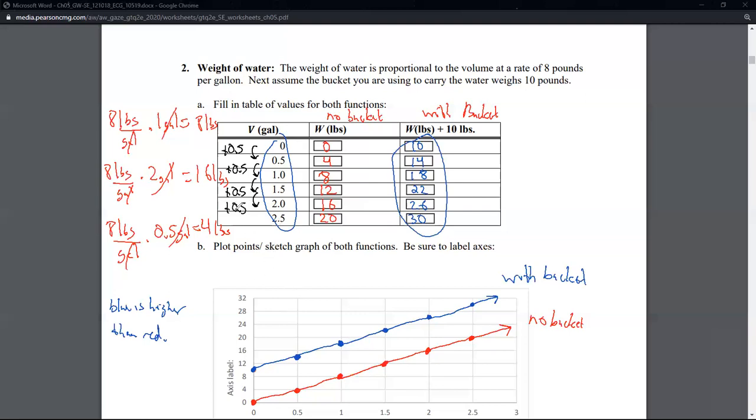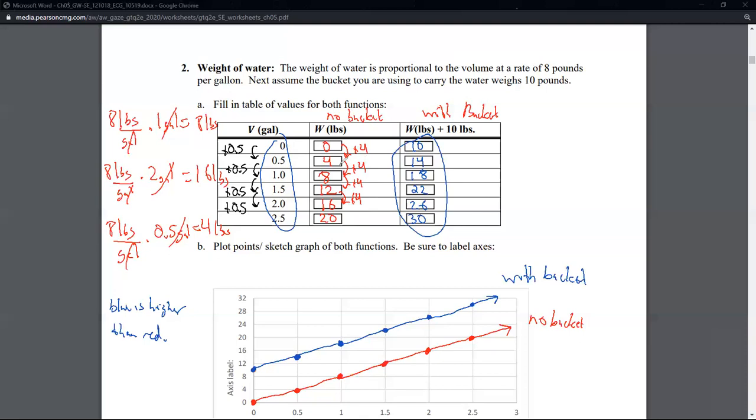There's a pattern. So every time these x values, the inputs, the independent variable, the V in gallons, whatever you want to call it, volume, every time those go up a half, let's see if we can find a pattern in the y values. So in the reds, how much did this go up from 0 to 4? It went up 4. 4 to 8, it went up 4. From 8 to 12, it went up 4. From 12 to 16, it went up 4. Every single time the left values go up a half, these right values are going up 4.